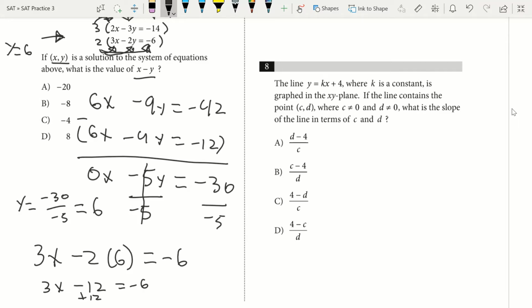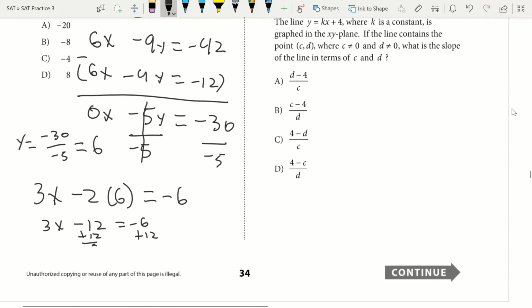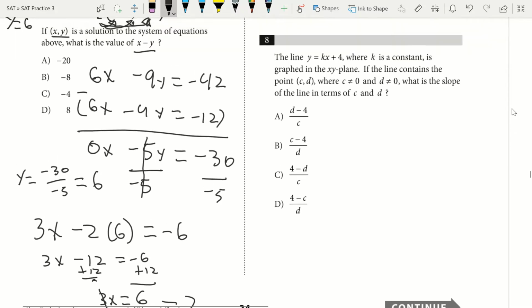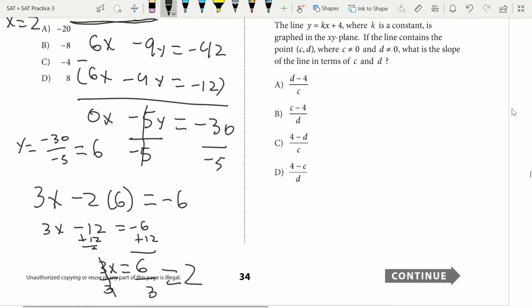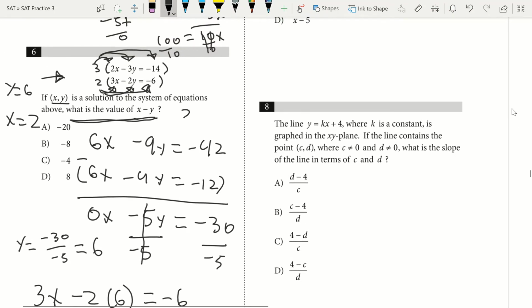I go ahead and I add 12 to both sides so I can isolate my x. Negative 6 plus 12 gives me positive 6. So I have 3x equals 6. I divide both sides by 3 to isolate x. So now I have x equals 6 over 3, which is 2. Right? So now I look up, what am I asked at the end of the question? I'm asked for the value of x minus y. We said that x is equal to 2. So we're going to go ahead and do 2 as our x minus our 6 as our y, which gives us negative 4.